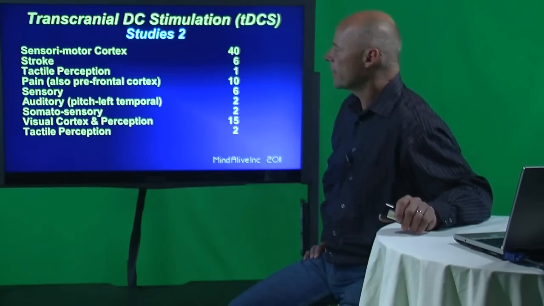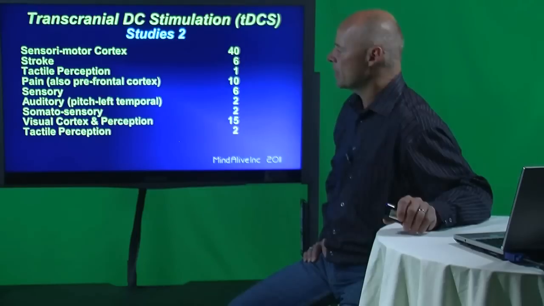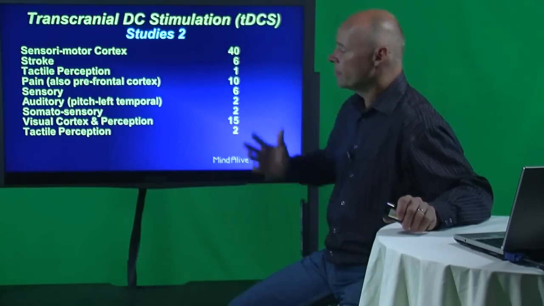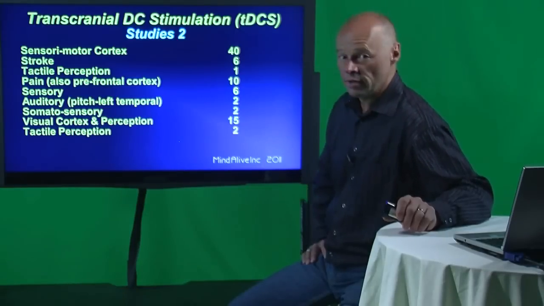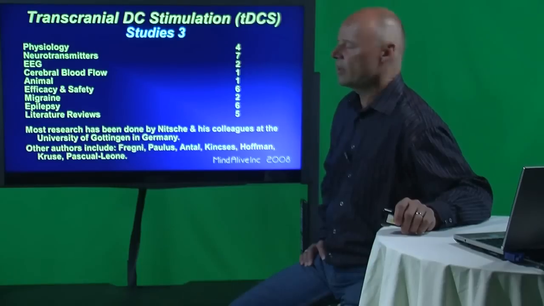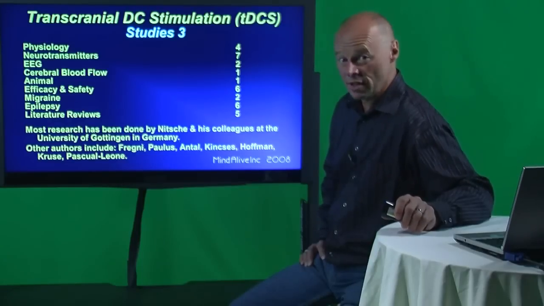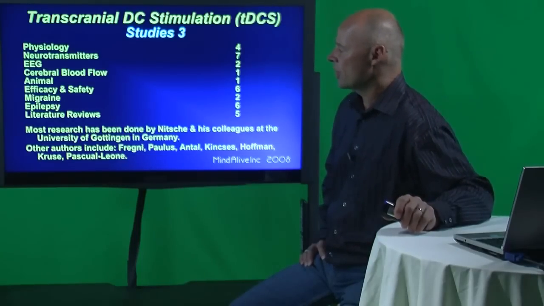Studies on stroke, studies on tactile perception, on pain, on sensory perception in general, specifically also for auditory perception, for somatosensory perception, for visual cortex and visual perception, and for tactile perception. Other studies include the general physiology involved with transcranial DC stimulation and neurotransmitter effects, effects on EEG, effects on cerebral blood flow, animal studies, efficacy and safety, migraine studies, epilepsy studies, and literature reviews in general.